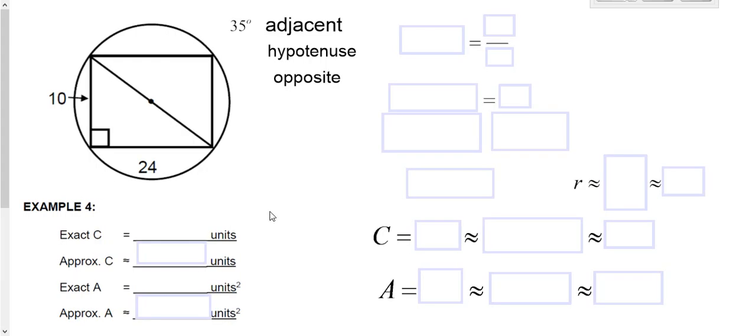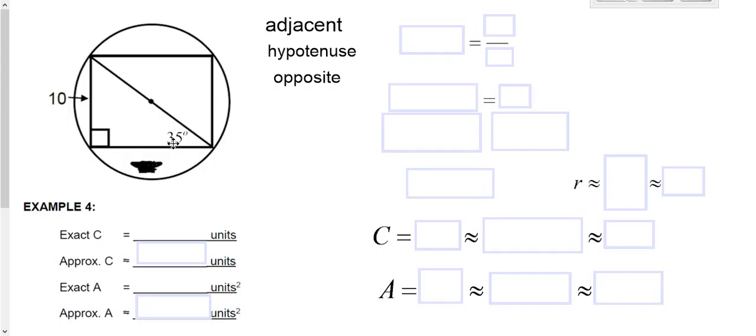Now this problem we're going to change a little bit on your paper. This is example 4, because I want to do one with trig. So here's what I need you to do: cross out this side. This side is not 24. We're going to get rid of it and give you a problem where you're only given one side in the right triangle. But you have to be given an angle too.